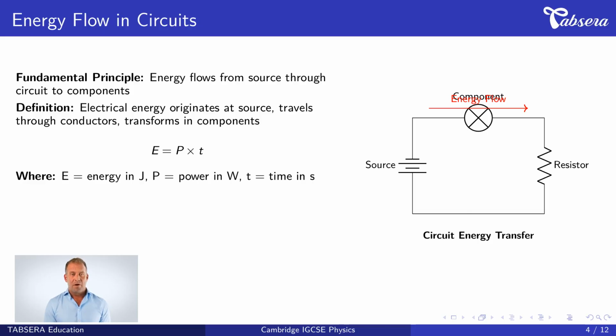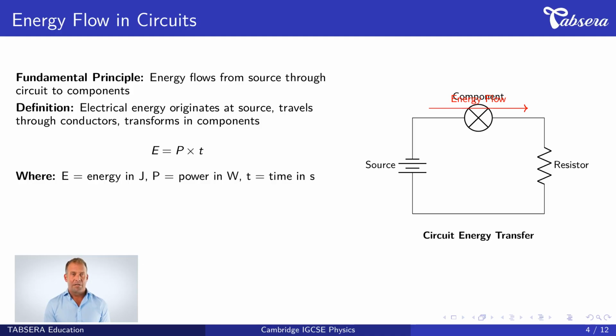Let's explore our first core concept, energy flow in circuits. The fundamental principle states that energy flows from source through circuit to components. This means electrical energy originates at the source, such as a battery, travels through conducting wires, and transforms in components like lamps or motors. The definition is, electrical energy originates at source, travels through conductors, and transforms in components. Each component receives energy and converts it to other forms.